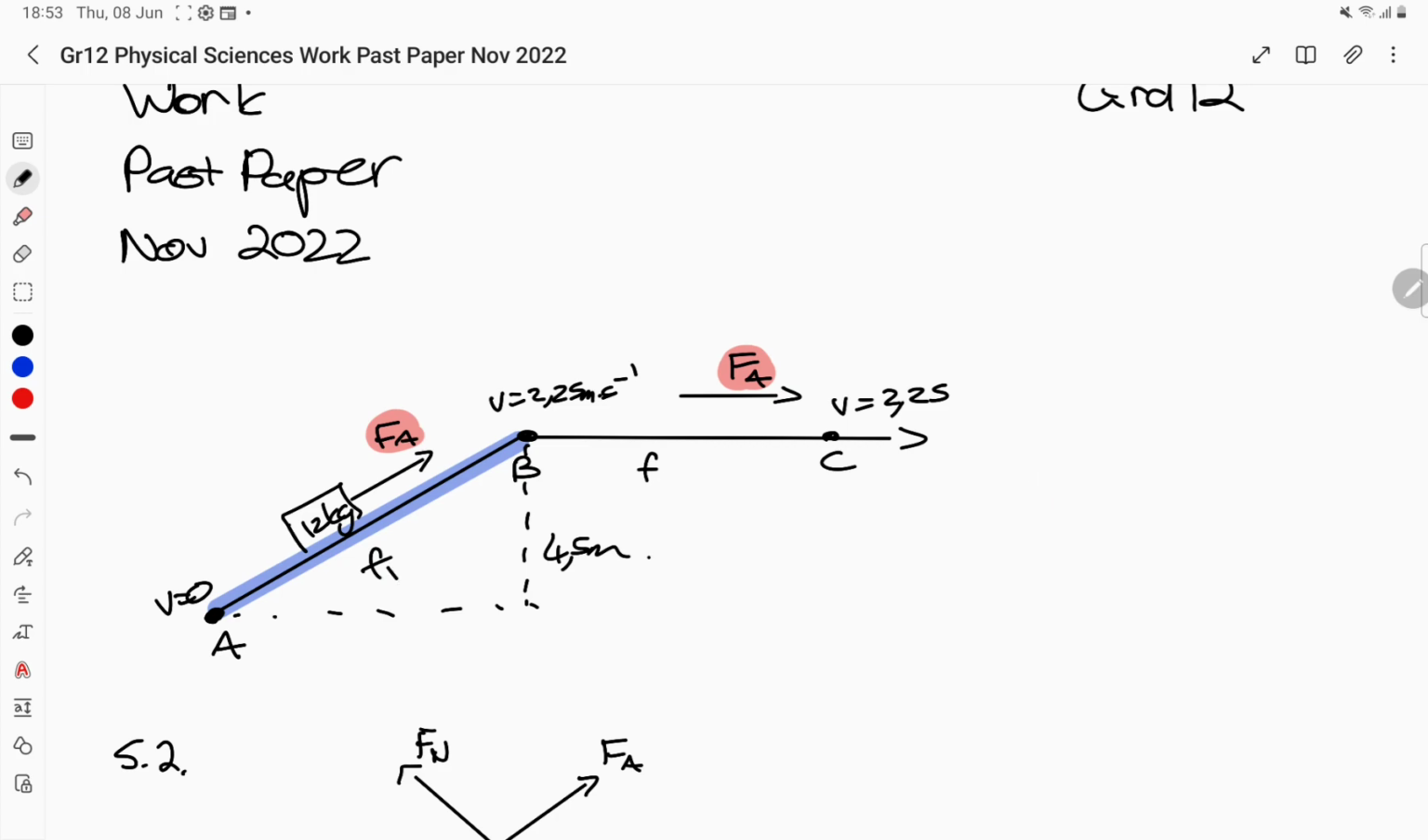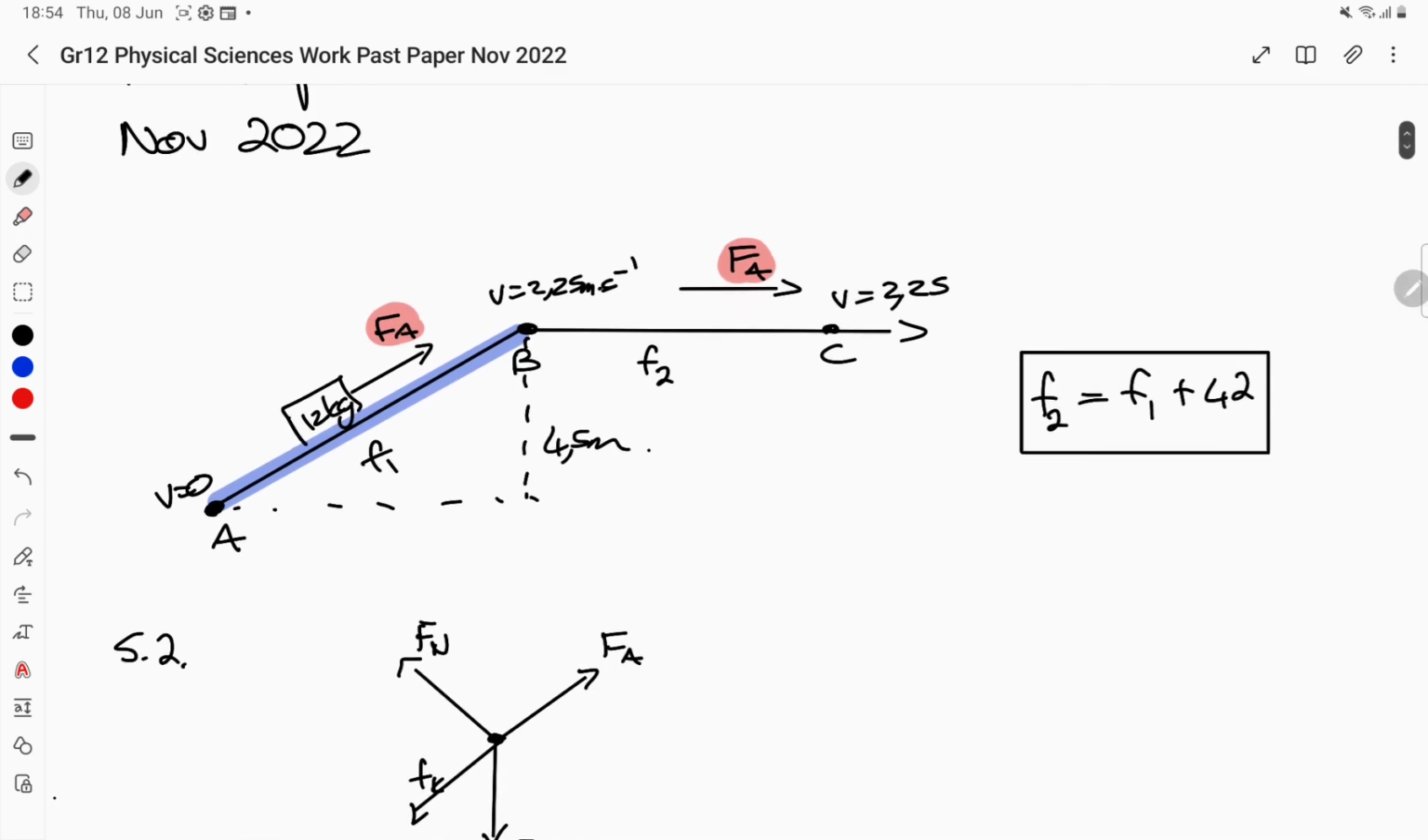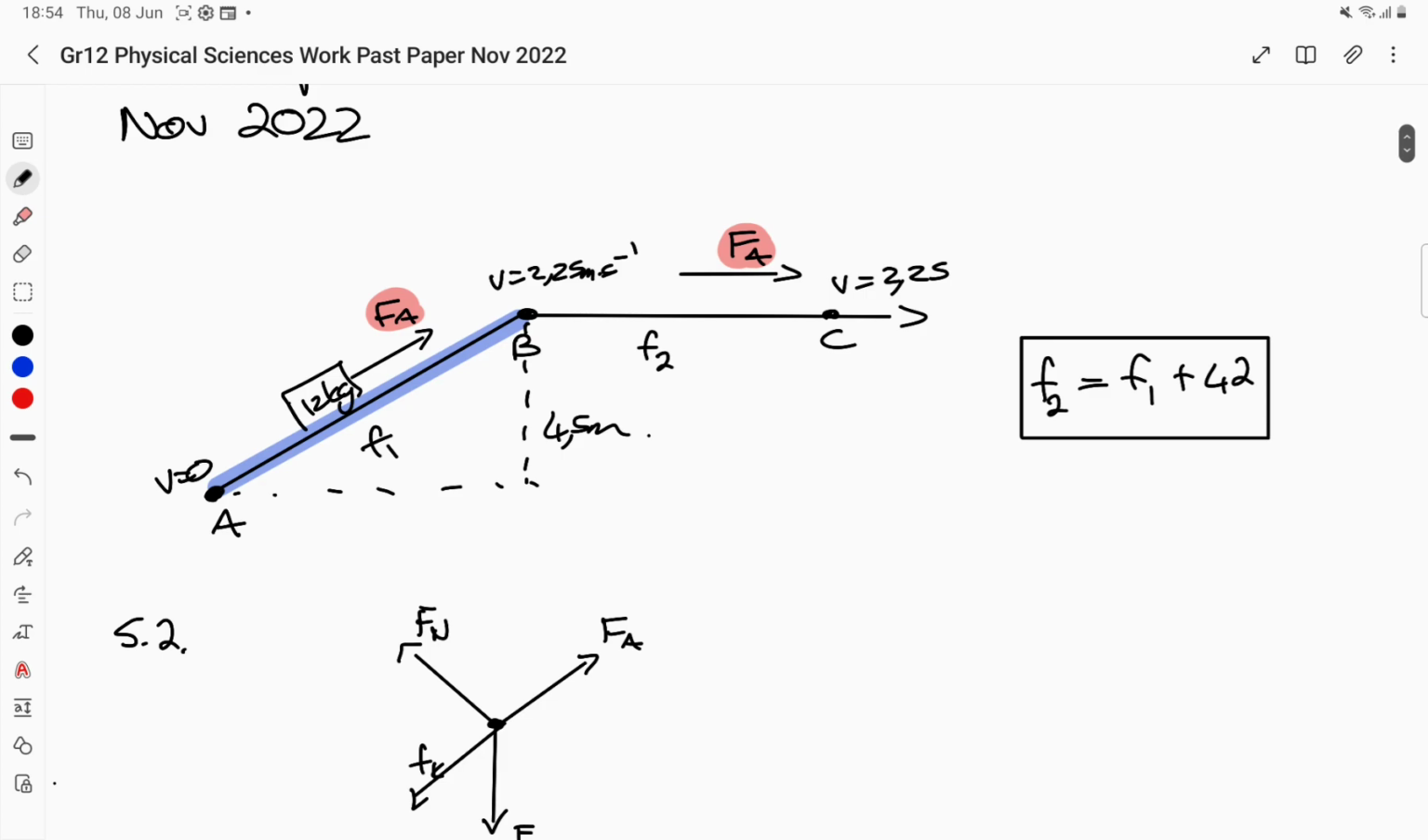So we have, let's just say it's force 1 and friction 1, friction 2. So friction 2 is equal to friction 1 plus 42 newtons. That's important. It's like a simultaneous equation, cancelling certain things out, subbing out like twice. It can be quite an involved thing. So let's see if we can sort of figure this out. So there we go. Now that is the information they gave us. So we have to now find the distance from B to C, or basically the displacement BC. How are we going to find this thing?